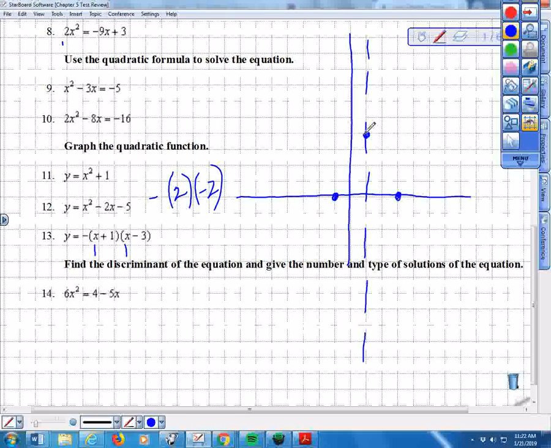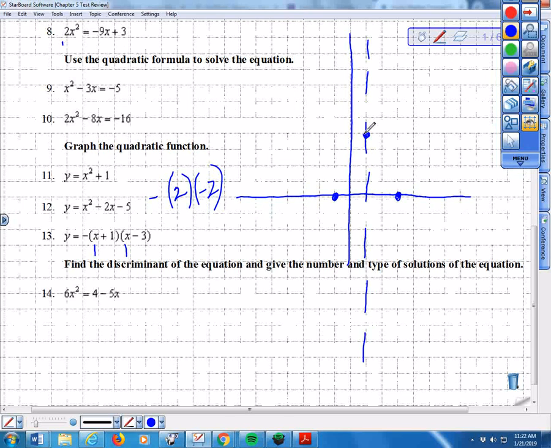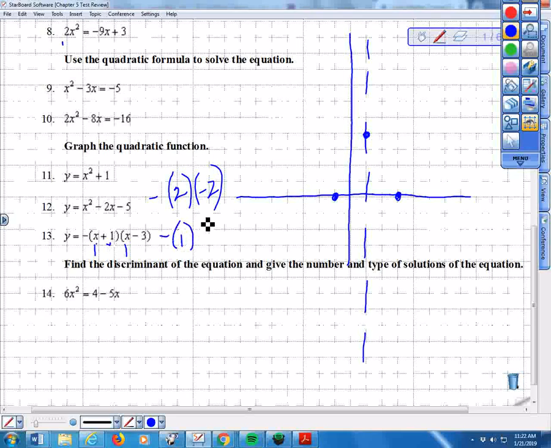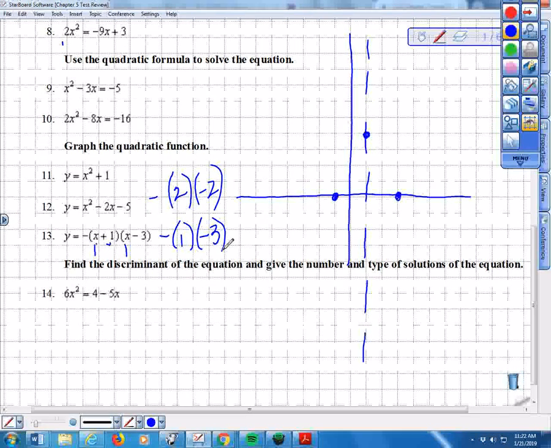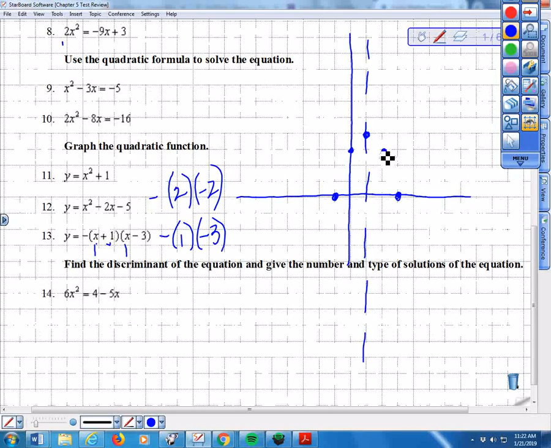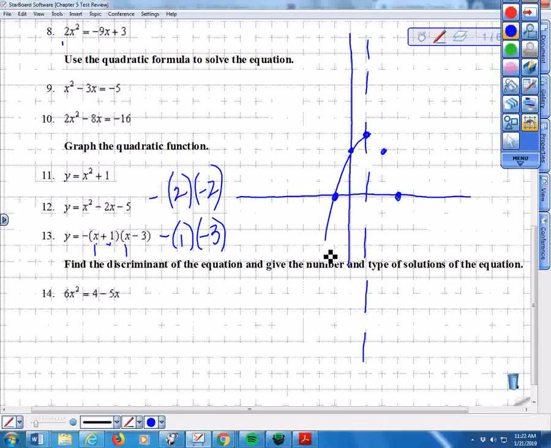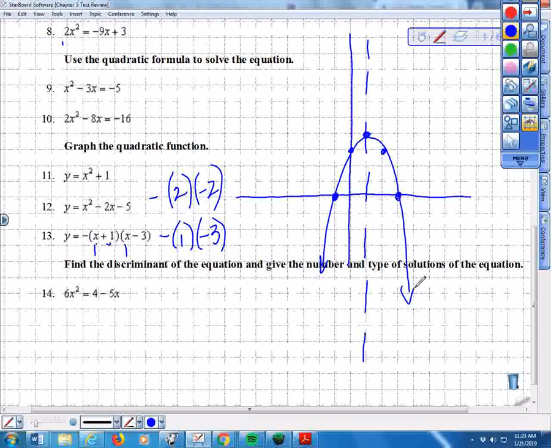To find my y-intercept, all I do is plug in 0 for x. 0 plus 1 is 1. 0 minus 3 is negative 3, so it happens to be at 3. 1, 2, 3. I can mirror that over the axis of symmetry, and now I have my parabola. It points down, which it should, because the leading coefficient is negative.